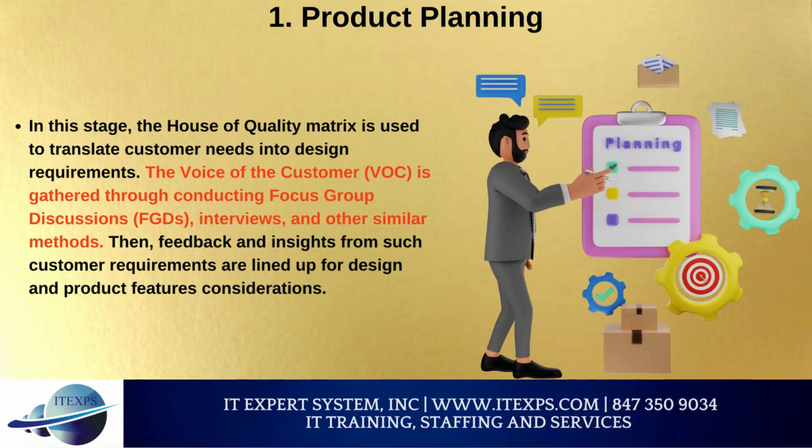1. Product planning. In this stage, the House of Quality matrix is used to translate customer needs into design requirements. The voice of the customer is gathered through conducting focus group discussions, FGDs, interviews, and other similar methods. Then, feedback and insights from such customer requirements are lined up for design and product features considerations.